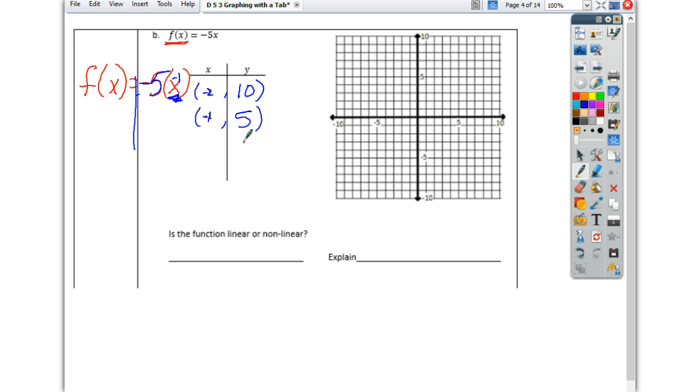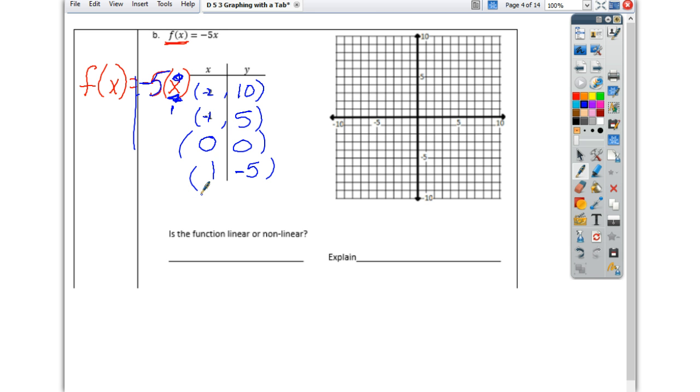What other numbers do you want to use? 25? No, that's too far from the origin. Give me another two numbers. My favorite, yes, 0. And positive 1. Perfect. All right, so what do I get if it's 0? What's negative 5 times 0? 0. How about if I put a 1 in here? What's a negative 5 times a positive 1? Negative 5.